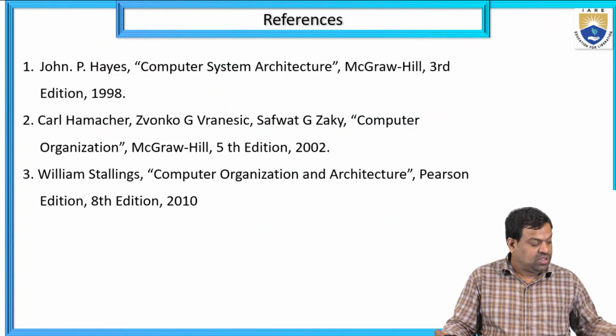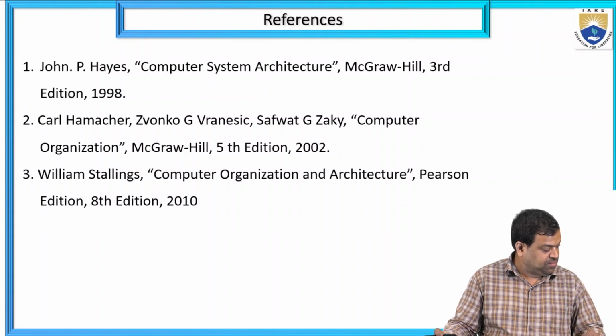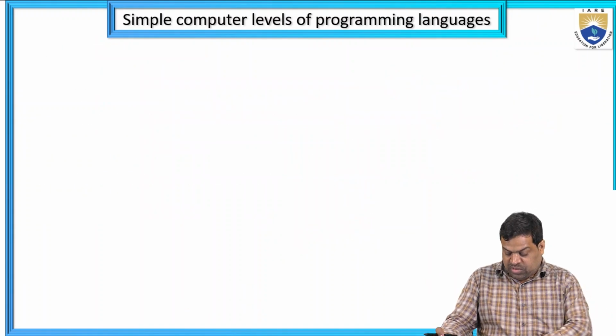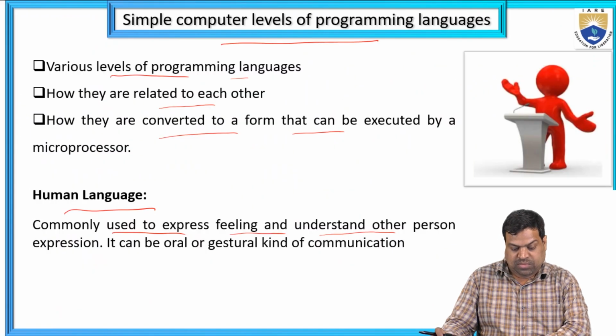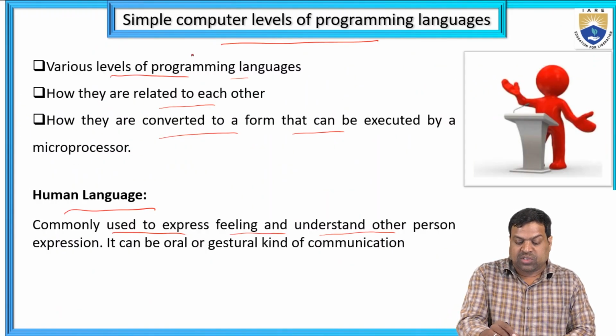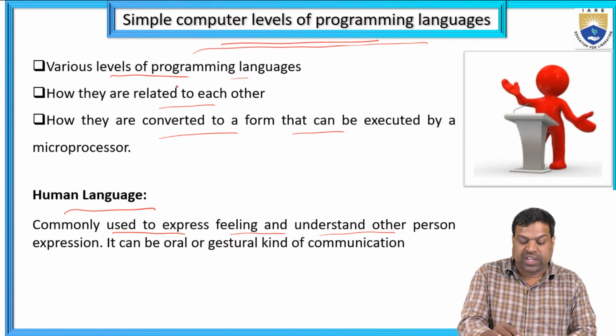So these are about the references. In the simple computer level programming language, there are various levels of programming language. What do various levels mean?